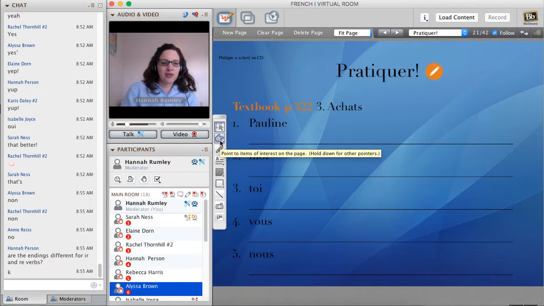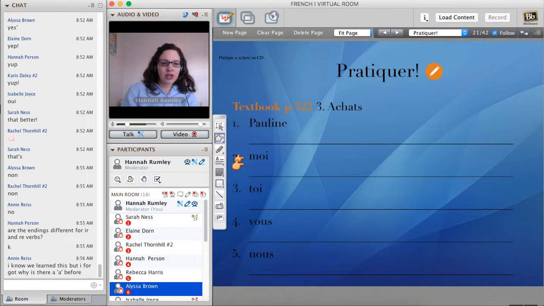Okay? So you have to have your textbooks open to look at the pictures to see what it is these people bought. Sarah numéro 1, Elaine numéro 2, Rachel numéro 3, Hannah numéro 4, Rebecca numéro 5. I know we learned this before, but I forgot why there is an a before. As in right here, like a acheté. Is that what you're talking about?